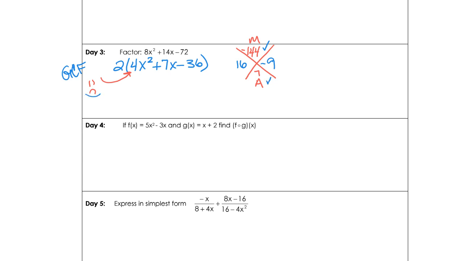However, it's a hard trinomial. That's what our sad face is supposed to be trying to remind us of. And so what we're going to do is drop this 2 down all the way into our answer so we don't forget about it. And then we're going to just concentrate on doing the hard trinomial and factoring it correctly.